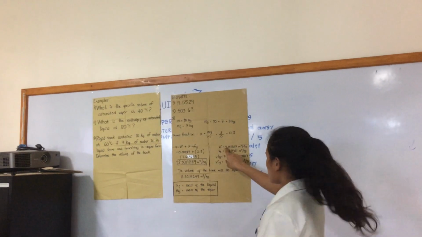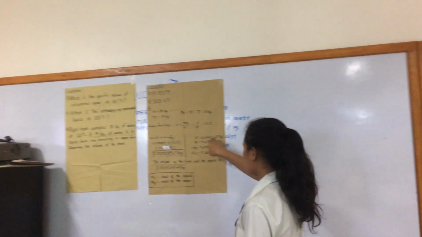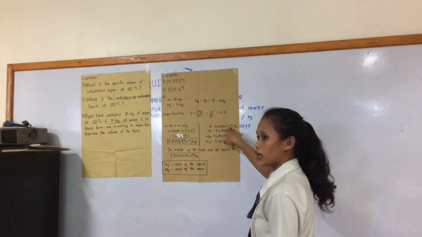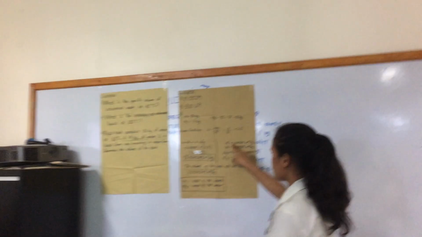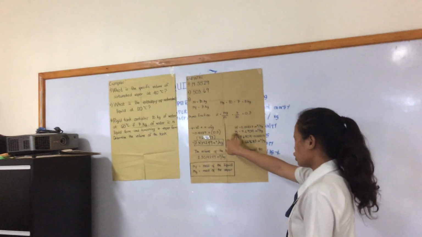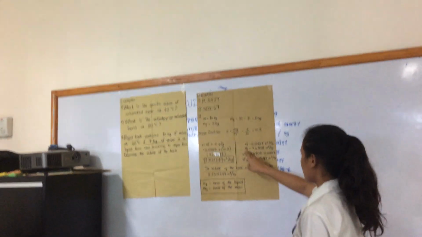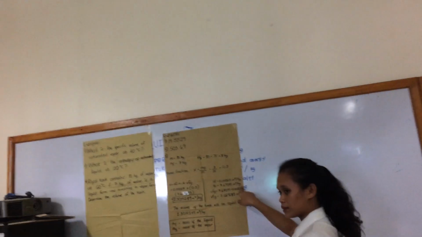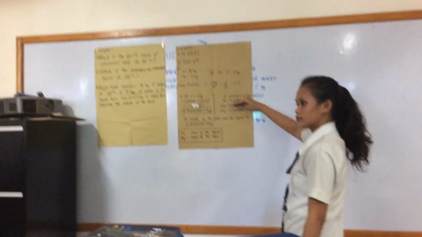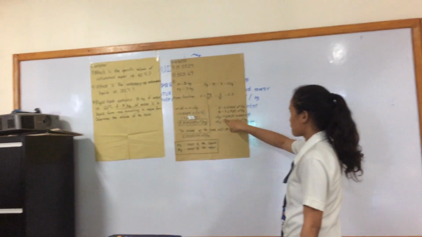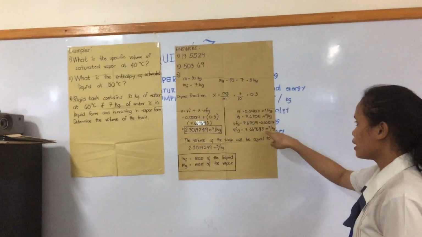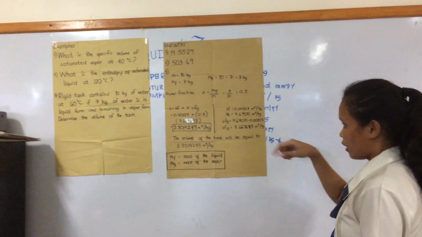In the table at 60 degrees Celsius, the specific volume of the liquid is 0.00107 meters cubed per kilogram. Then the volume of the vapor is 7.669693 meters cubed per kilogram.